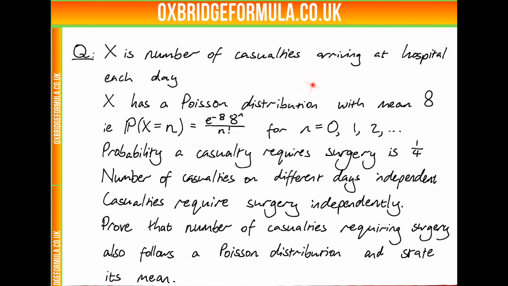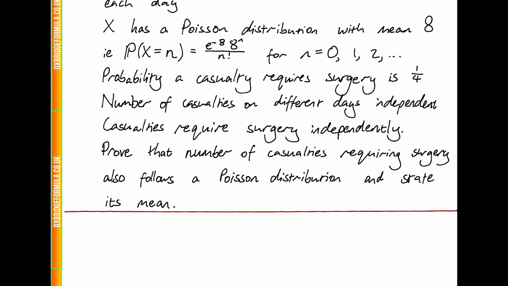We're now dealing with the same setup, and we've been asked to show that the number of casualties requiring surgery also follows a Poisson distribution, and to find its mean. So how can we show that something follows a Poisson distribution? Well, the question told us that for X's Poisson distribution, it's exactly defined by the probability that X equals N. So if we think of our variable, the number of casualties requiring surgery on a day, and we find the probability that it equals some value R, then that will exactly tell us whether or not it's a Poisson distribution, in this form, and its mean will be some number which takes the place of 8 in this expression. So what have we already done?